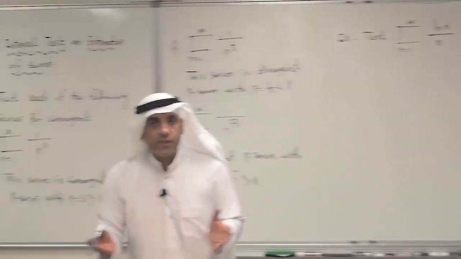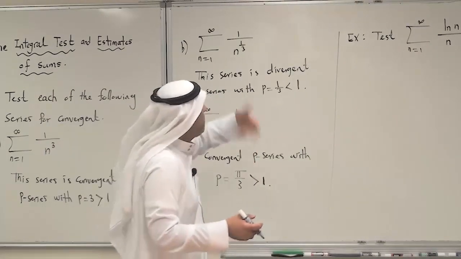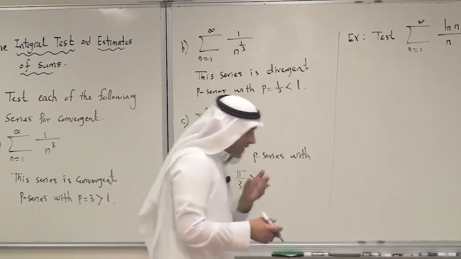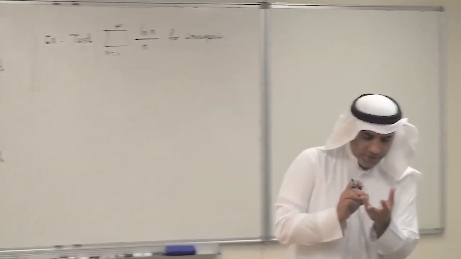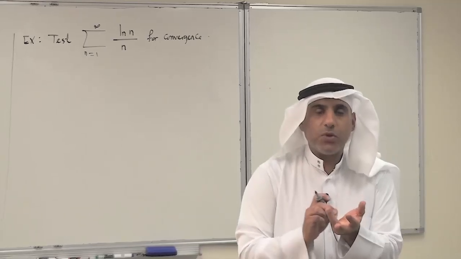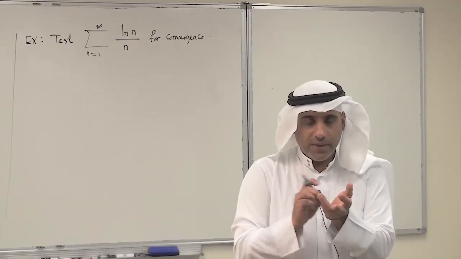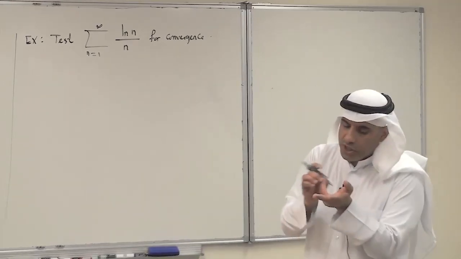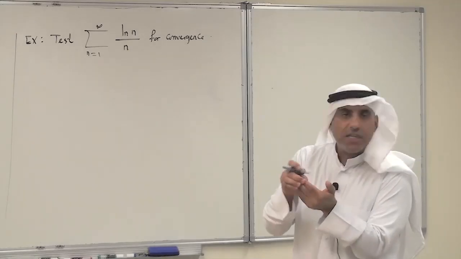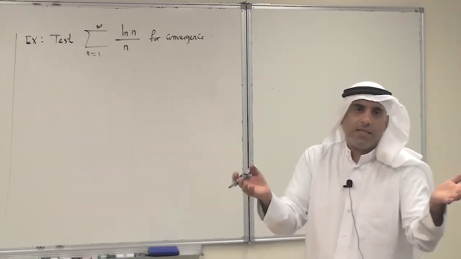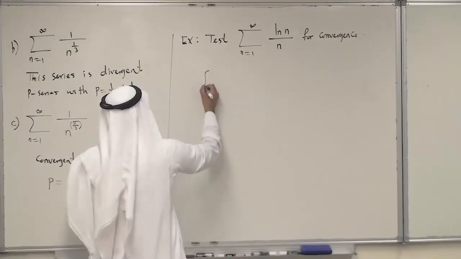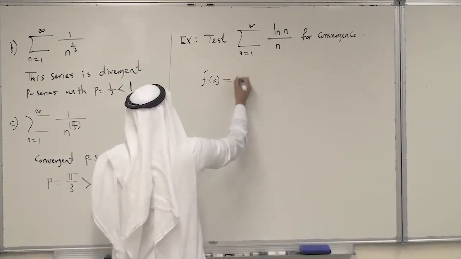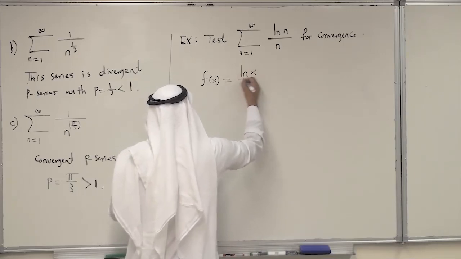How to test for convergence? We need to ask, can we apply the integral test? It means we need to answer the questions here. Can we define a function that agrees with the sequence at the points of integers? Is this function positive, continuous, decreasing? If yes, we can apply the integral test. Let us see this. Okay, we can take a function that is easy to integrate, that is ln of x all over x.